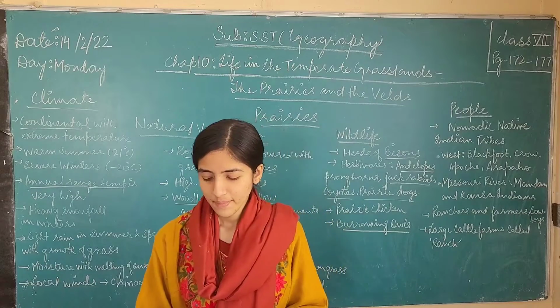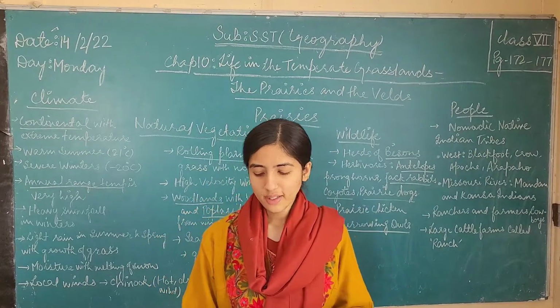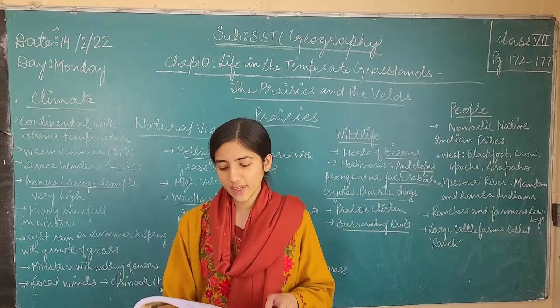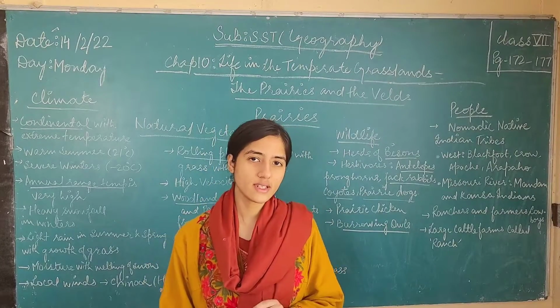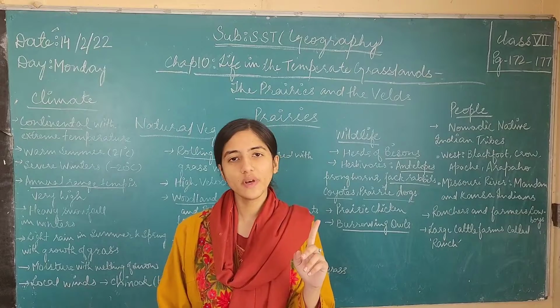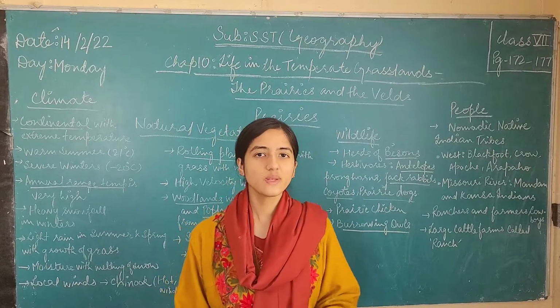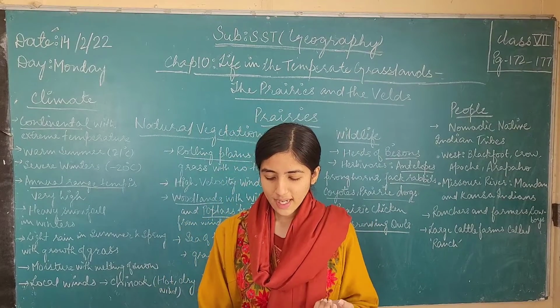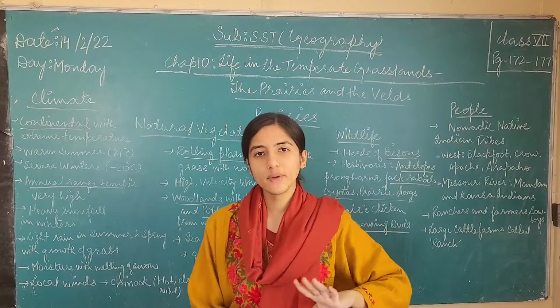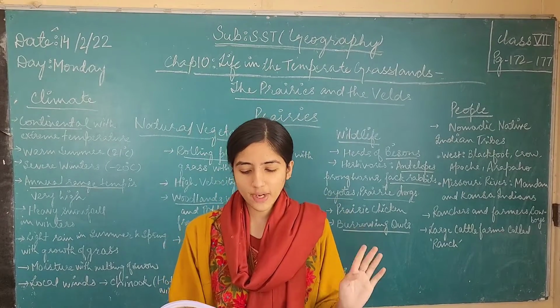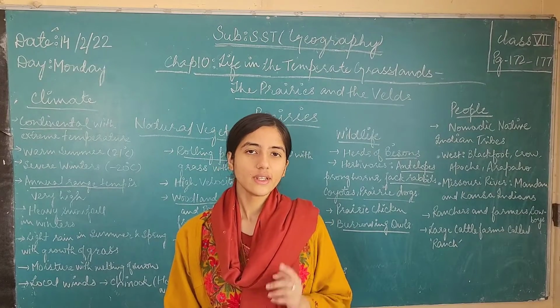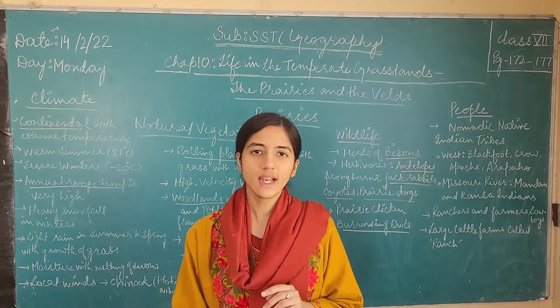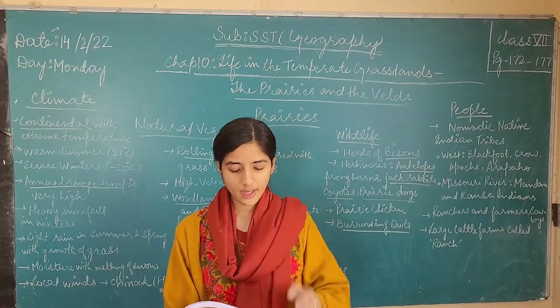Then on the basis of climate, the world's grasslands can be divided into two different categories: the temperate grasslands and the tropical grasslands. And what is the difference between them? The temperate grasslands are in the temperate zone, and the temperate zone extends from 30 degree latitude to 66 degree latitude above the equator, right?